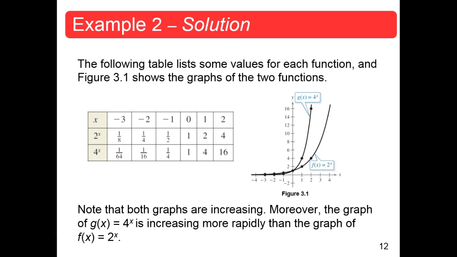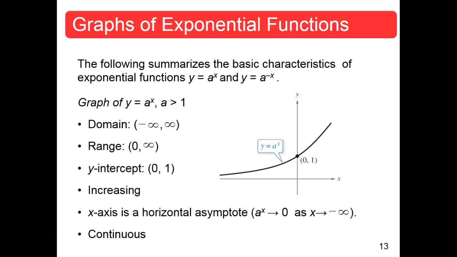All right. So here are some of the summaries of what we saw with our graphs. The following summarizes the basic characteristics of exponential functions. First we'll do y is equal to a to the x, and then y is equal to a to the minus x. Remember the restrictions on a, though. A has to be positive. Can't be 0, neither can it be 1. Okay. Strictly positive. No negatives, no zeros, not even a 1.